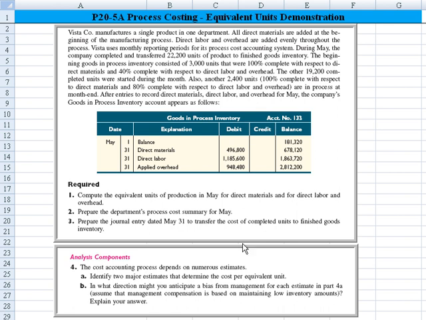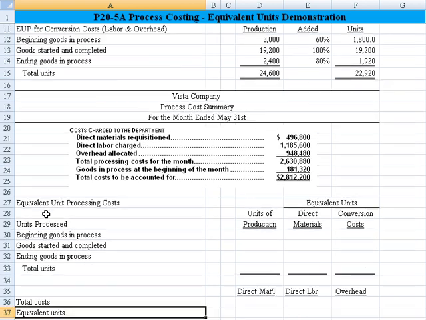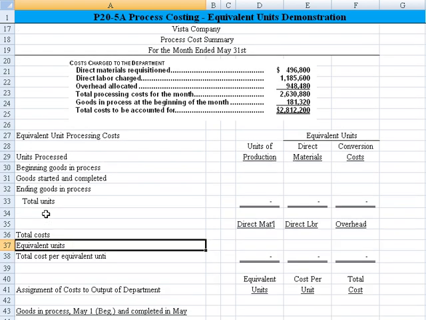Okay, now I'm reading from the requirements on part 2. Now we're asked to prepare the department's process cost summary for May. Alright, let's go back, and I've staged some of this work for everyone. Let me slide back up. There's our part 1 up top, and I'll slide down. To do the process cost summary, first we need to come up with the cost charged to the department, and rather than just list them and total them, I've just dropped them in.